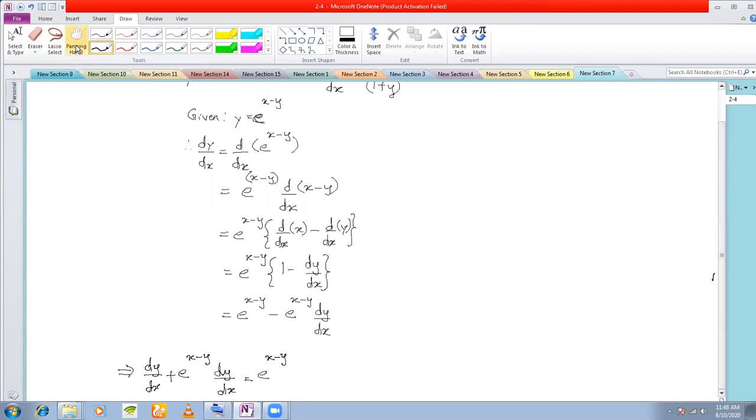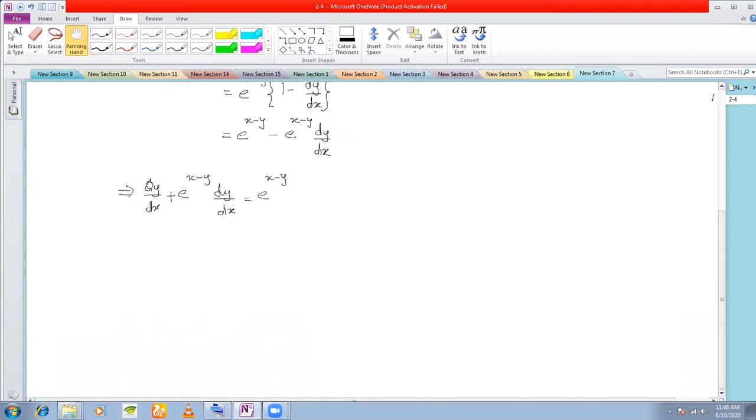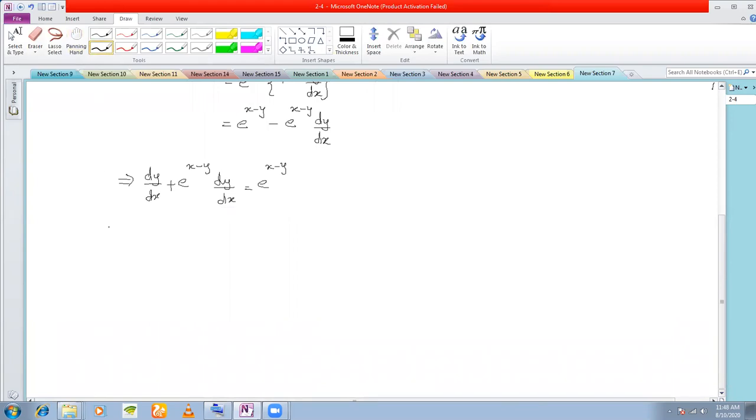Now what you do is you take dy/dx common: 1 plus e to the power of x minus y, dy/dx is equal to e to the power of x minus y. Therefore, what is dy/dx? e to the power of x minus y divided by 1 plus e to the power of x minus y.